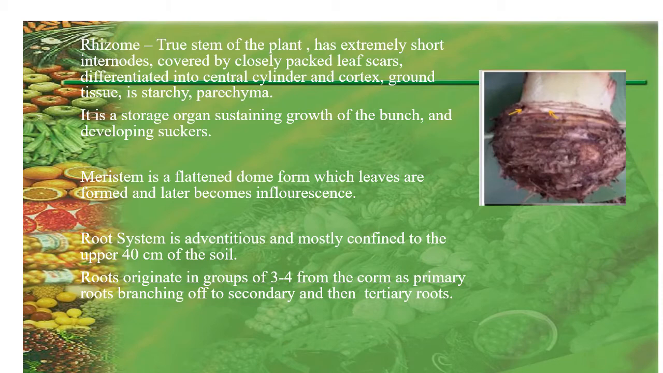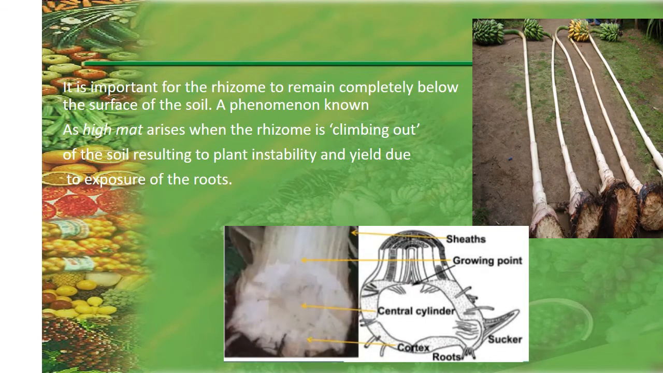The root system is adventitious and mostly confined to the upper 40 centimeters of the soil. Roots originate in groups of 3 to 4 from the corm as primary roots, branching off to secondary and then tertiary roots. It is important for the rhizome to remain completely below the surface of the soil. A phenomenon known as high mat arises when the rhizome is climbing out of the soil, resulting in plant instability and reduced yield due to exposure of the roots.